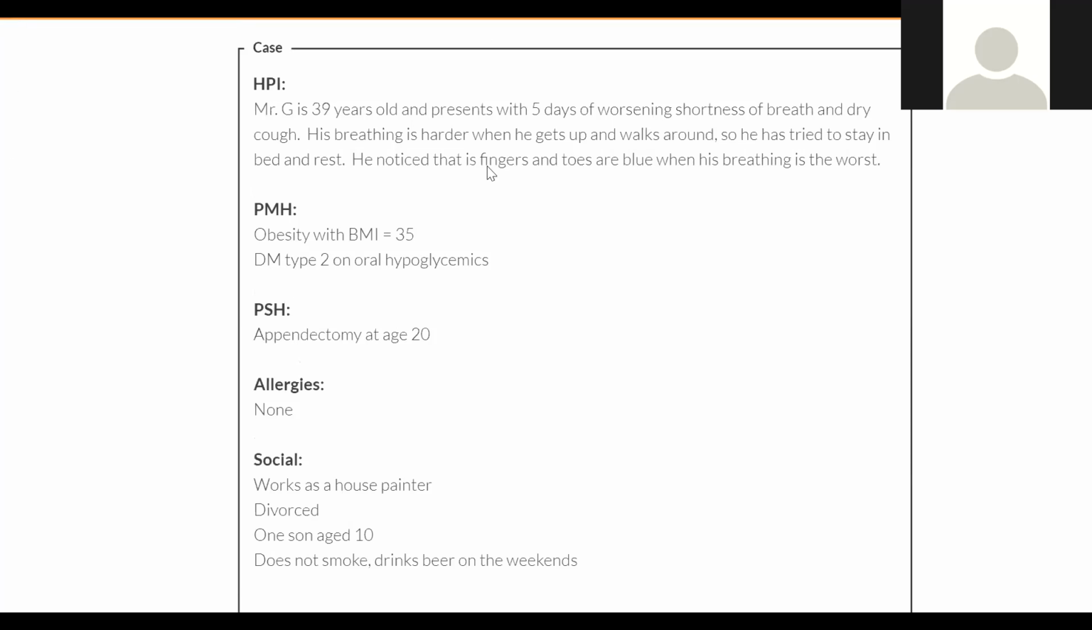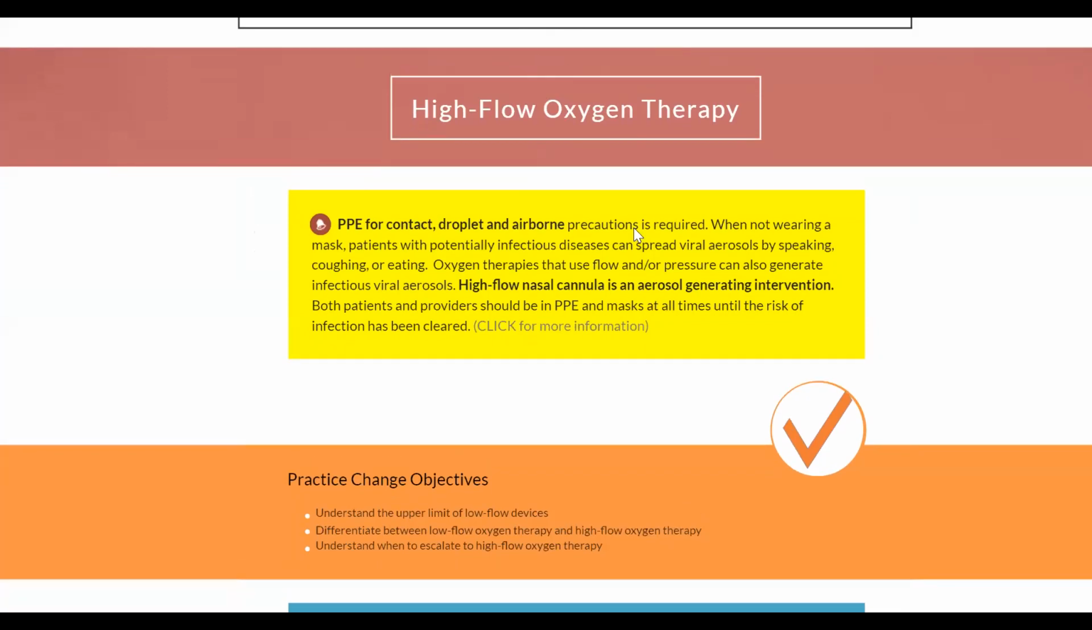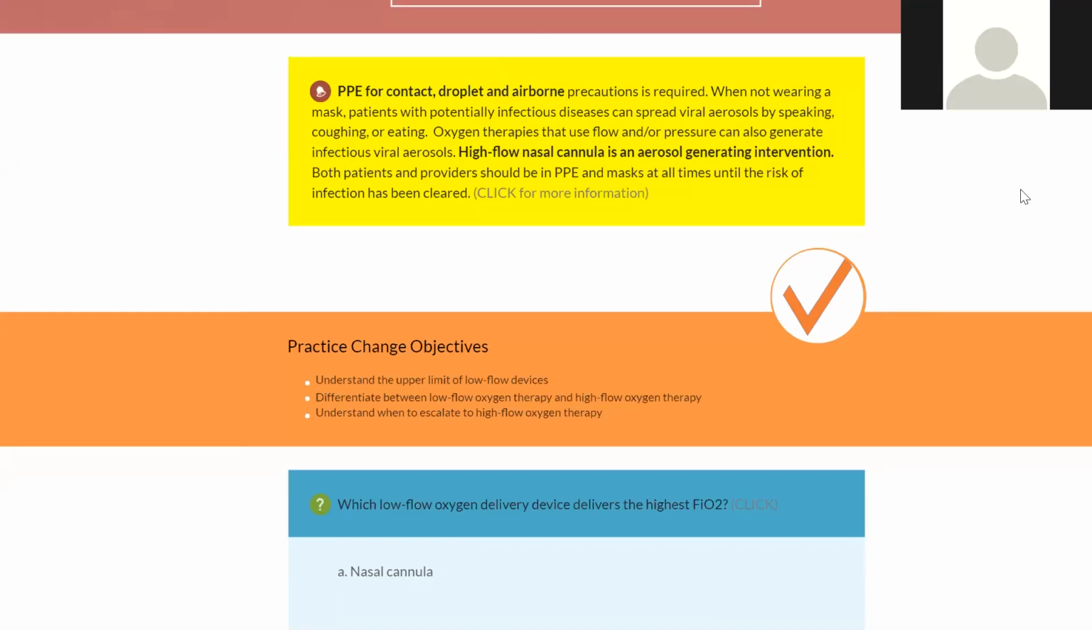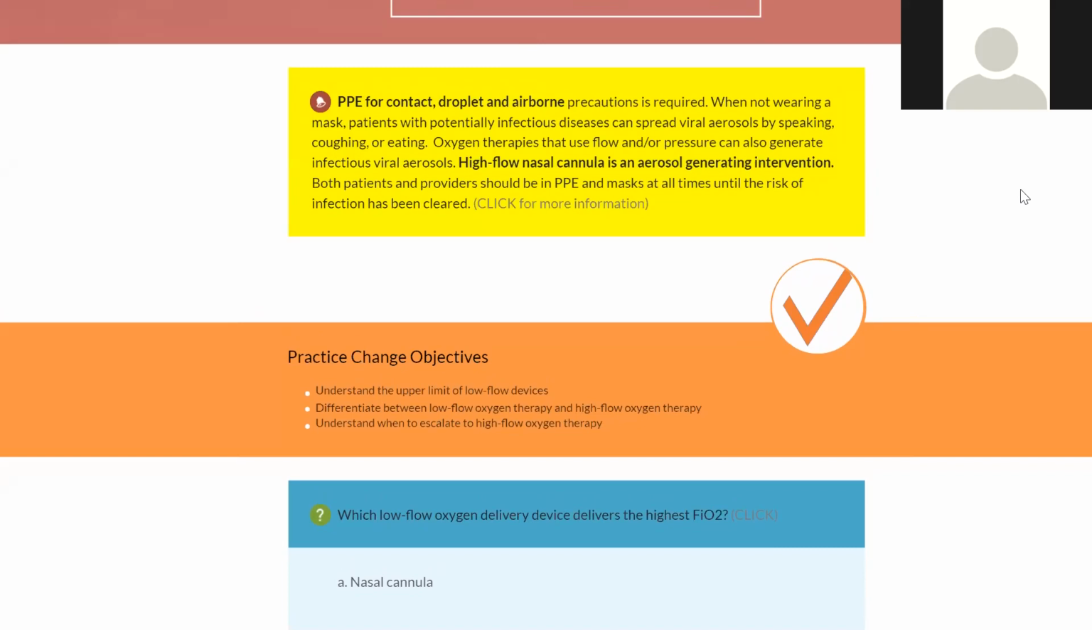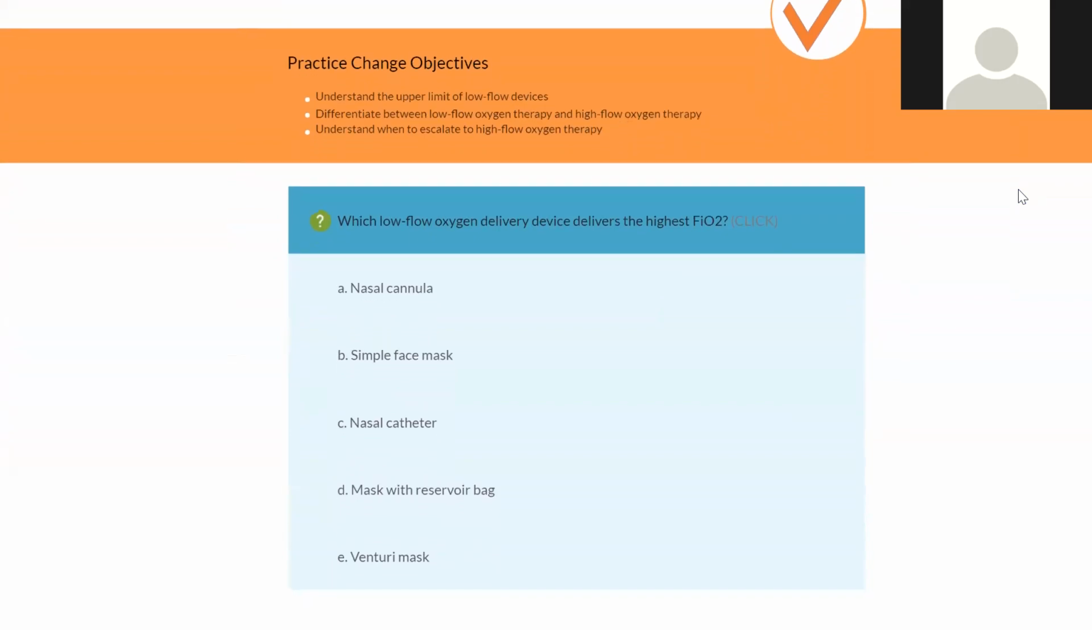So let's continue and then discuss nasal cannula. First, let's remember that we need PPE, especially in this situation of COVID, because if we use high flow oxygen therapy, this will generate droplets and we may be at risk if the patient has any respiratory disease, especially COVID. So both patients and the healthcare provider should have a mask on all the time until you are sure that the patient doesn't have any respiratory disease.